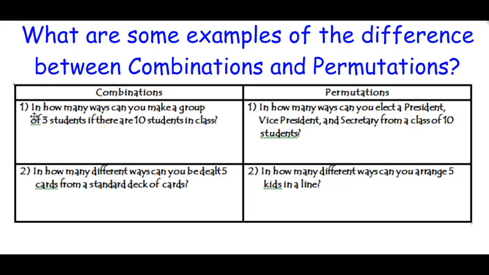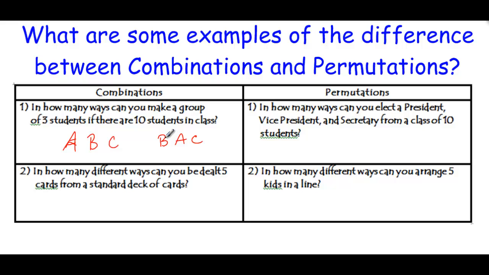For example, a combination would be: in how many ways can you make a group of 3 students if there are 10 students in class? What I think about is picking 3 students out of this class. Pick student A, B, and C. Would it make a difference if I picked A first, then B, then C? Or what if I say, you know what, I don't want group A, B, C, I want group B, A, C. Does that make a difference? Are those a different group of people? The answer is no. Since order does not matter, that's a combination.